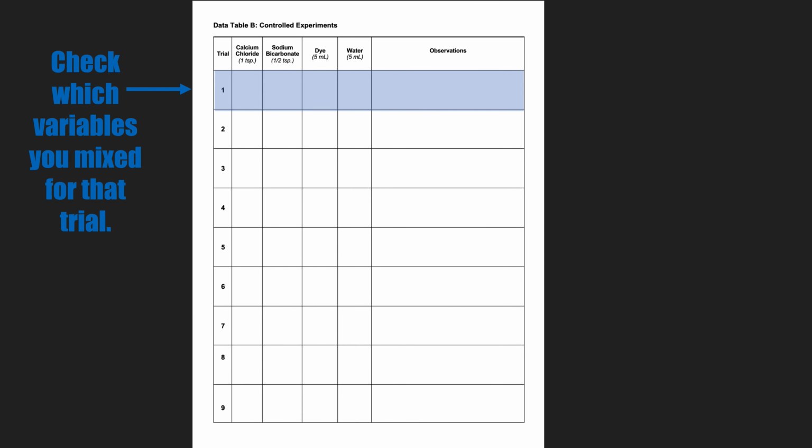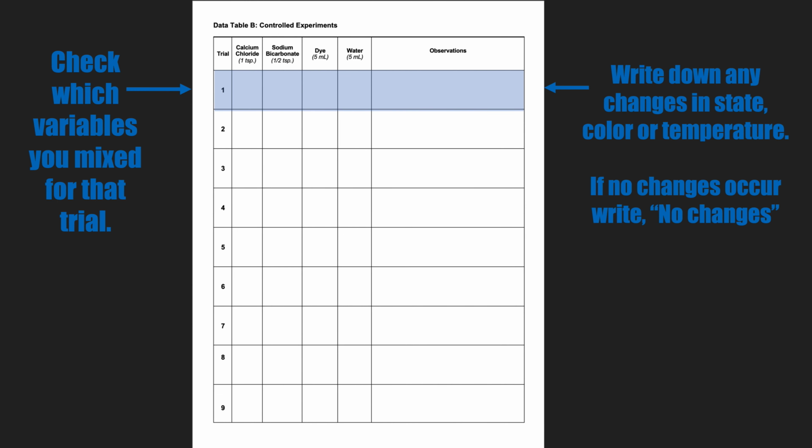For each trial, you need to make a note of what was being mixed, so you can put a check mark or an X in the box. Then in the observation side, you need to write down any changes that occurred in terms of state, color, or temperature. In some of these trials, nothing is going to happen. If nothing happens, write down no changes. Seeing that nothing happened is just as important as seeing that a change occurred.